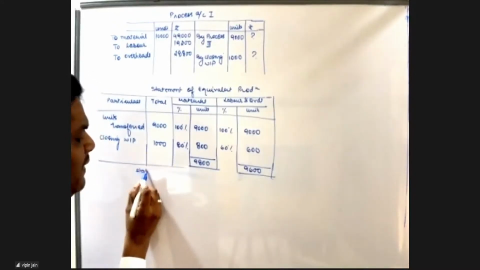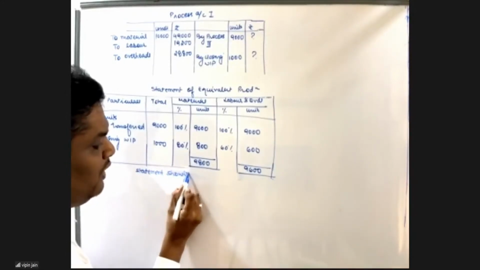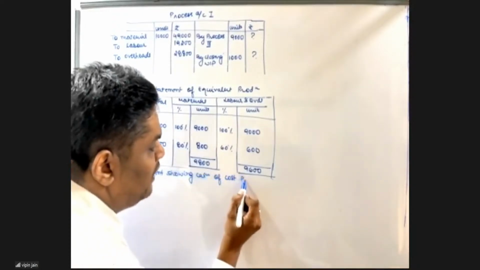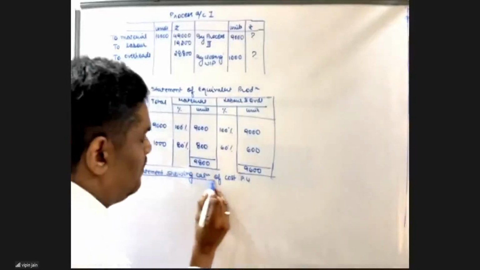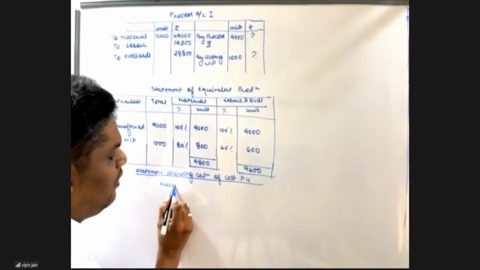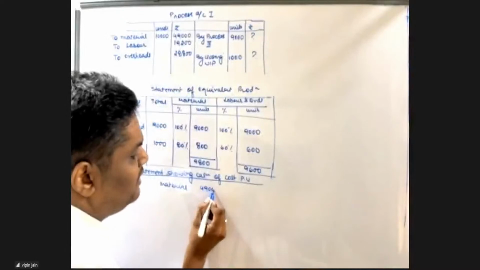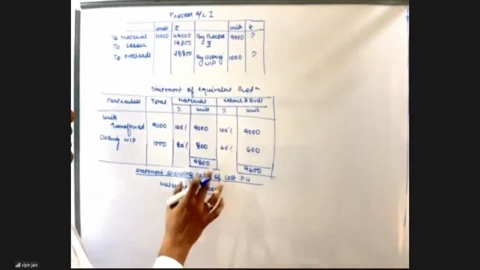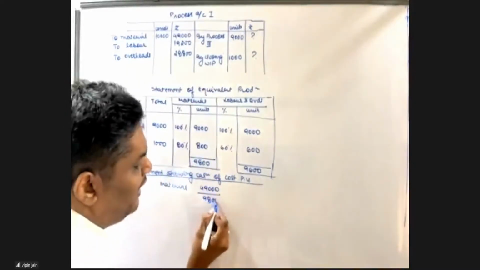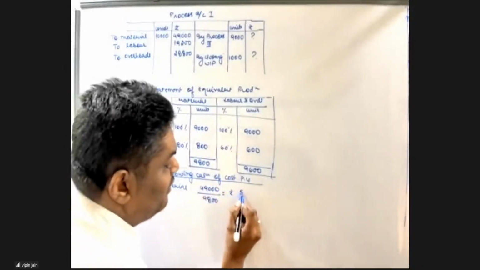We'll prepare a statement showing calculation of cost per unit. So when talking about material cost, my total material cost is how much? 49,000, divided by how much is the equivalent number of units in respect of material? 9,800. So my cost per unit will be how much? Rupees 5 per unit.